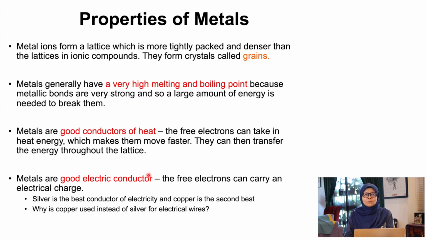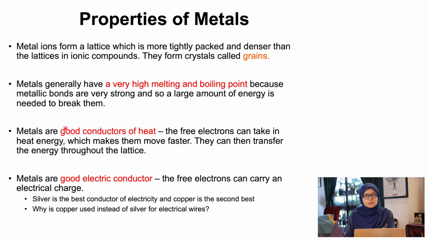Let's go to the properties of metals. Metal ions form a lattice which is more tightly packed and denser than the lattices in ionic compounds. They form crystals that we call grains. Metals generally have a very high melting point and boiling point, because the metallic bonds are very strong and a large amount of energy is needed to break them.